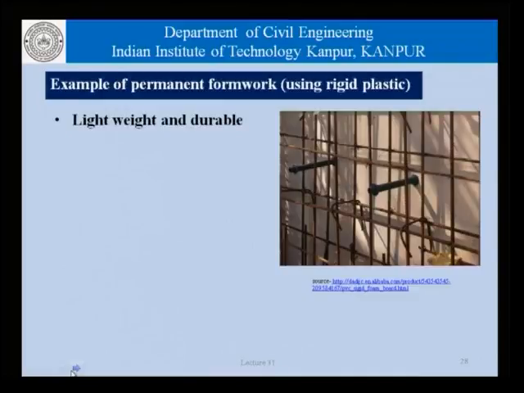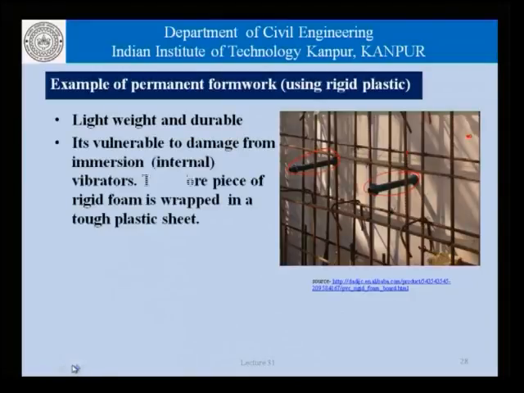With this discussion in mind, let us take a look at some of the examples. Here we are talking in terms of an example where a rigid plastic sheet is being used as a permanent formwork, and we can see normal reinforcement here and these kind of anchors which are going to help the formwork remain as part of the concrete construction. So, as far as rigid plastic sheets are concerned, they are lightweight and durable. It is vulnerable, however, to damage from immersion or internal vibrators.